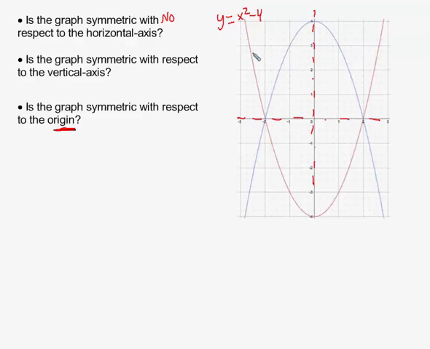So in summary, taking the red graph, reflecting about both the horizontal and the vertical axis in either order, produces the blue graph, which is a new graph. So therefore, since I did not end with what I started with, the graph does not have symmetry about the origin. Let me show you an example of something that does have symmetry about the origin in case you're interested.